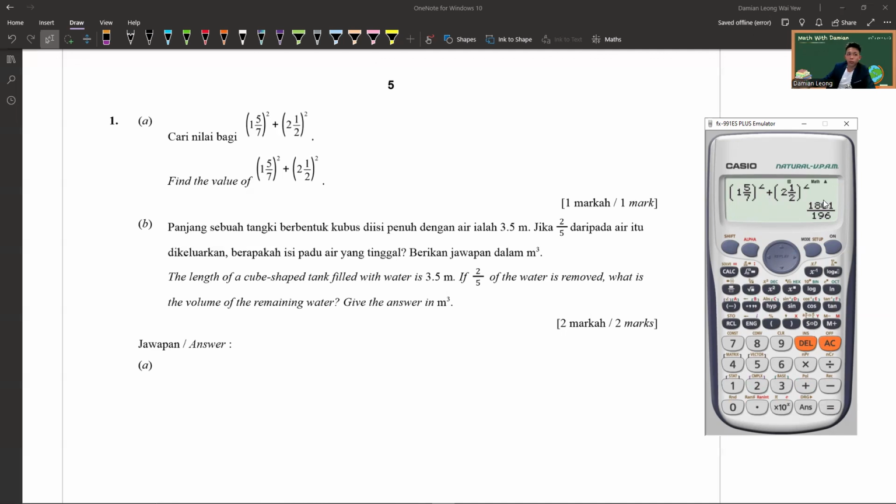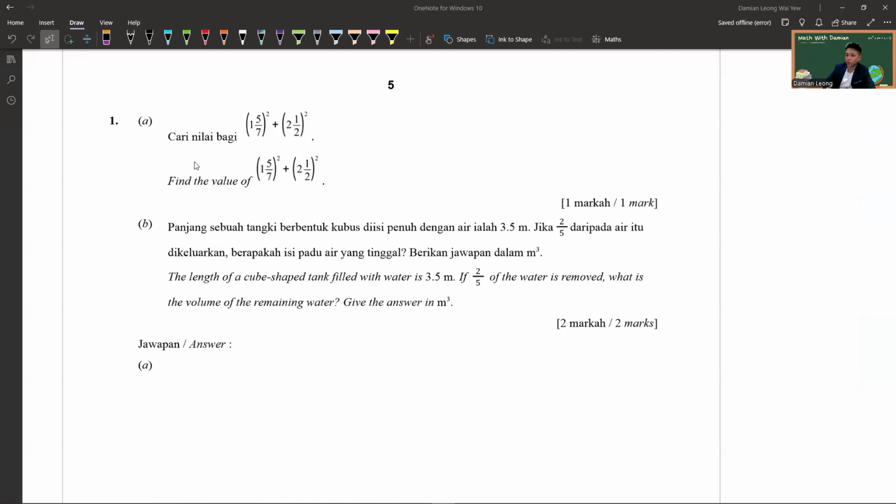They will give you an improper fraction. If you put this, chances are they would accept it, but it's better to put it in mixed number form. So shift and then SD. So it's 9 37/196. It's just 1 mark, so I only need the answer.